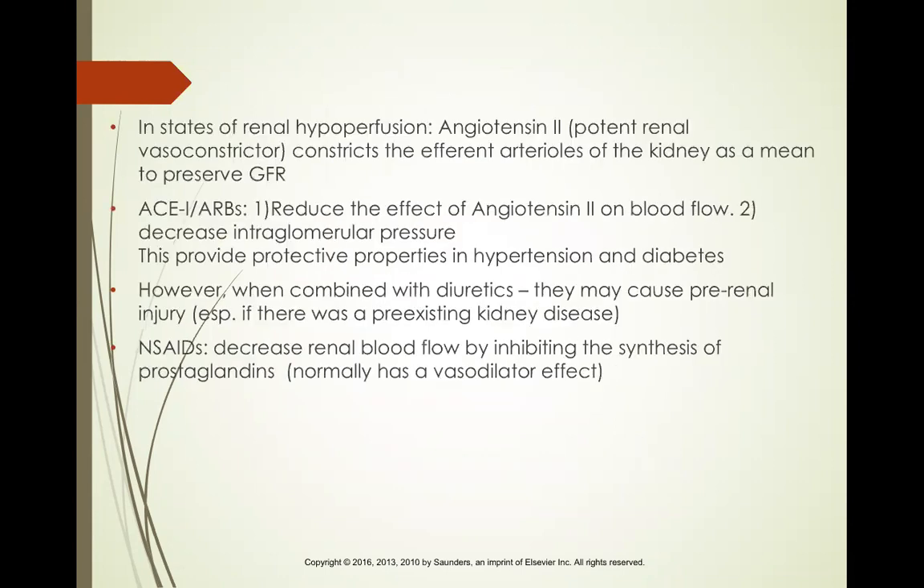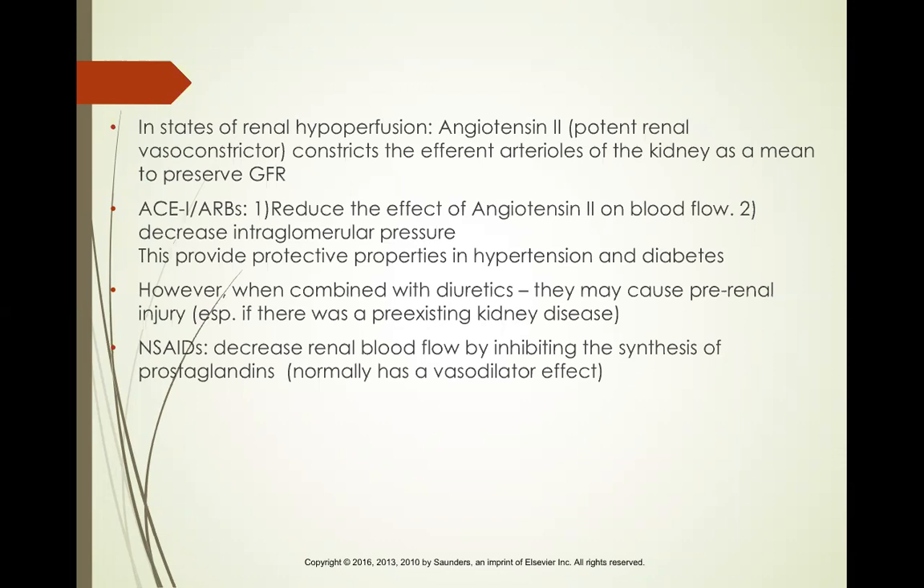In a state of renal hypoperfusion, angiotensin II, a potent renal vasoconstrictor, constricts the efferent arterioles of the kidney as a means to try to preserve the GFR. ACE inhibitors and ARBs reduce the effect of the angiotensin on the blood flow, and they decrease that intraglomerular pressure. This provides protective properties in patients with hypertension and diabetes. As you know, patients with hypertension and diabetes are the most at risk for renal disease.